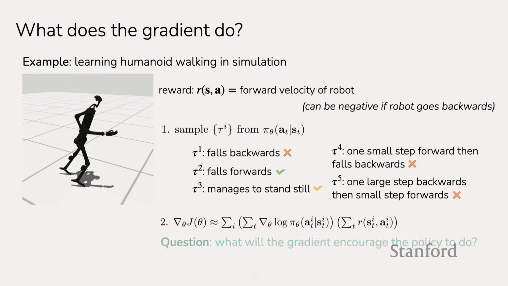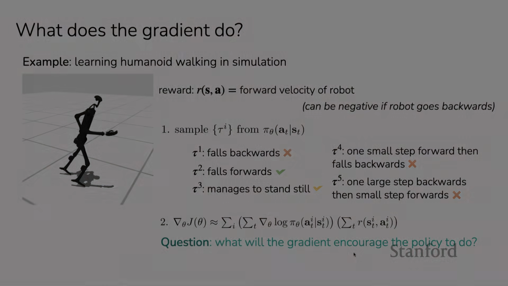Now my question for you is, what will the gradient that we defined here, what will it encourage the policy to do if this is your data set? If these are the 5 trajectories that you sampled? This is going to be one of our simpler examples, and then we'll move to more complex examples in a couple more slides. So I'd encourage you to pair up for a minute, discuss it briefly, and then we'll come back and share in like 1 or 2 minutes.